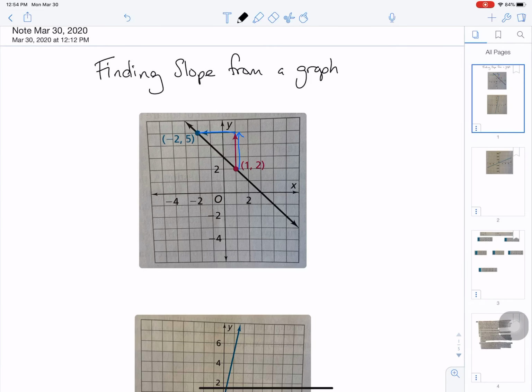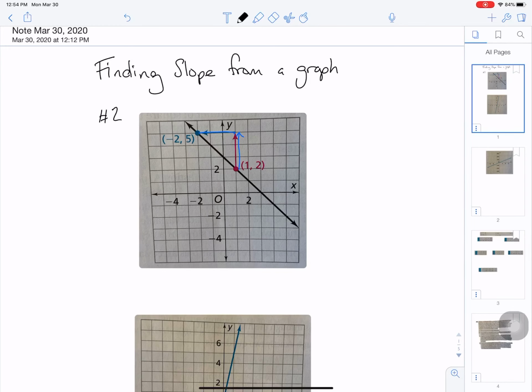Hello, everyone. Before we left, we had talked about how to find slope from a graph. This is Investigation 4. And so I want to focus on this in this short video and take a look at a problem that I think we've seen before, which is ACE number 2 on page 98.